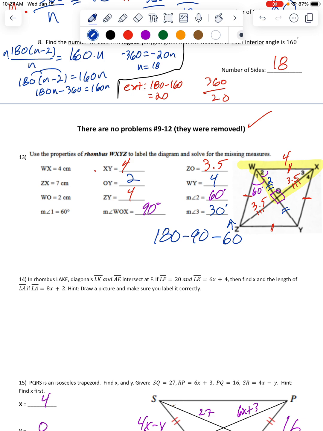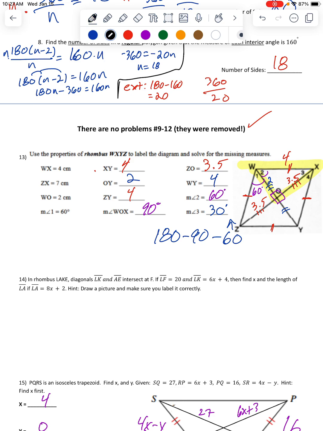All right. In rhombus LAKE, LK and AE intersect at F. If LF is 20 and LK is 6x plus 4, then find x and find the length of LA if LA is 8x plus 2. Hint: draw a picture and make sure you label it correctly.